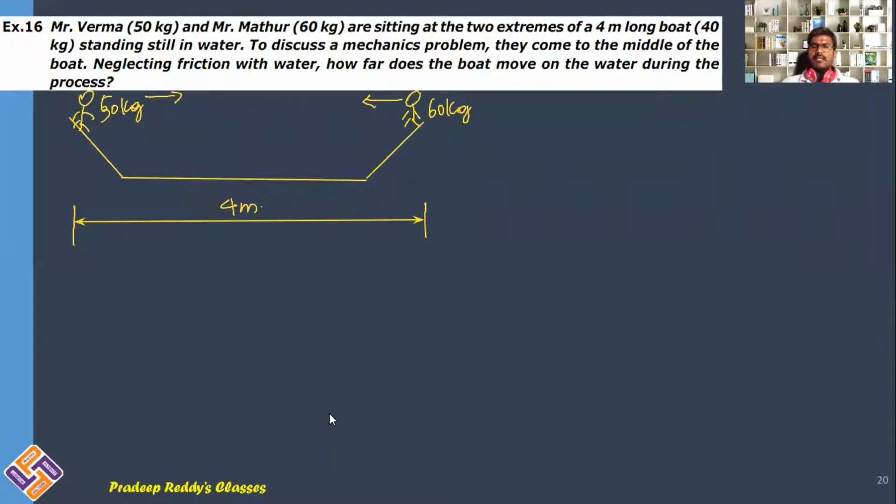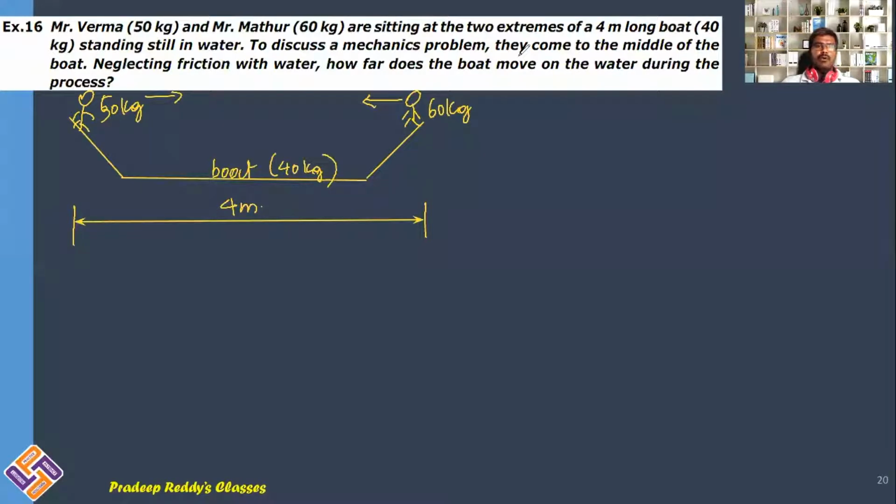Students, listen carefully. This is one more problem where there are three masses. Mr. Verma, 50 kg, and Mr. Mathur, 60 kg, are sitting at two extremes of a 4-meter long boat. This is the boat, and the boat mass is 40 kg, standing still in water. To discuss a mechanics problem, they come to the middle of the boat, neglecting friction with water. So these two people are coming closer towards each other, to the center of the boat.